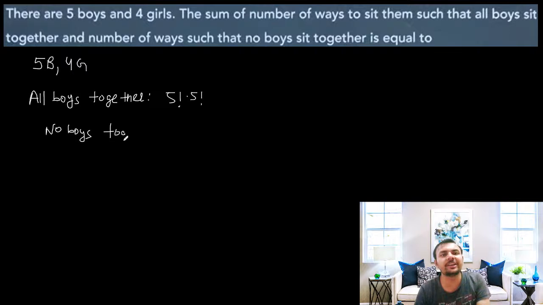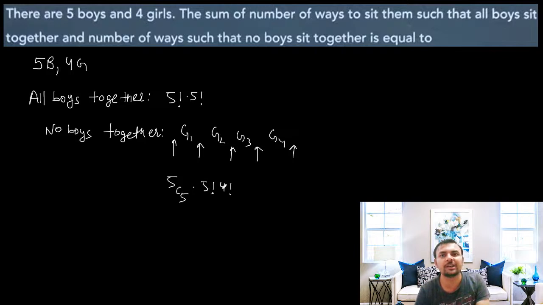And no boys together. So if it is G1, G2, G3, G4, we have 1, 2, 3, 4, 5 gaps. So 5 boys will occupy the 5 gaps. So it's 5C5 and their arrangement is 5 factorial. Girls arrangement is 4 factorial. So the sum of this is 5 factorial, 4 factorial into 6. The sum of this and this. This is it, okay?